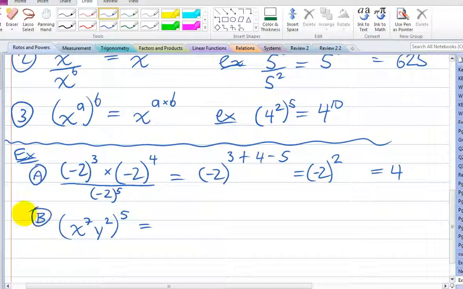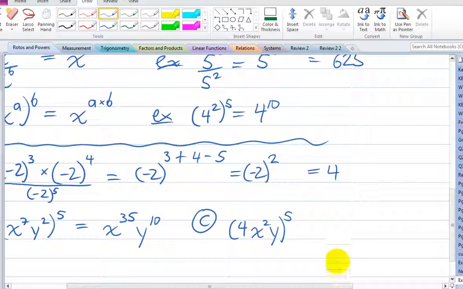So the example B. What have we got? X to the exponent 35, y to the exponent 10. Okay. Let's try C, a little bit harder. 4x squared y to the exponent 5. How do you even start?